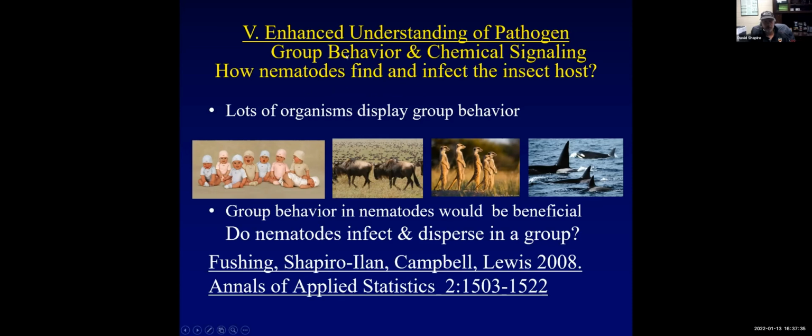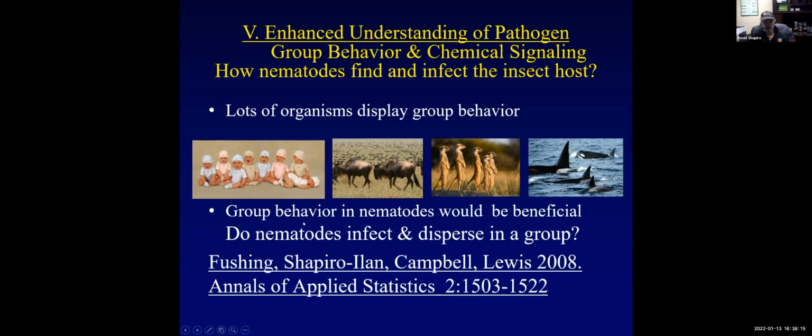One of the areas that we've been especially interested in is group behavior and chemical signaling, meaning how the nematodes communicate with each other. So, of course, lots of organisms display group behavior, such as those shown here. There has to be an advantage for the organisms to display group behavior. And for the nematodes, it's clear that this would benefit them, because that tiny little nematode up against a giant white grub, it's a David and Goliath type of thing, but you need a lot of them to overcome the immune system of the insect.